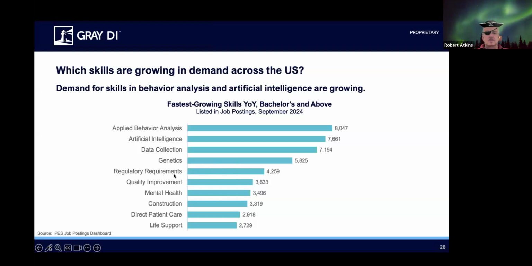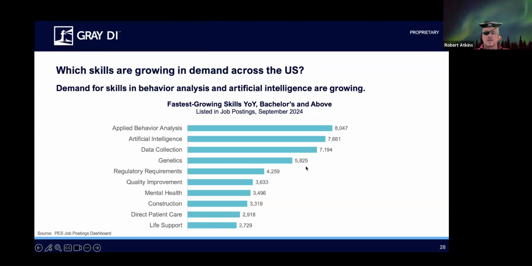Genetics is another hot field right now. Regulation, I'm a little surprised to see that as a top skill. Quality improvement, mental health, that's not surprising. Construction continues to be strong, though honestly in Boston, it's flat on its back. So I'm glad it's going well elsewhere in the country. Direct patient care, and finally, life support. So a few healthcare skills mixed in here.